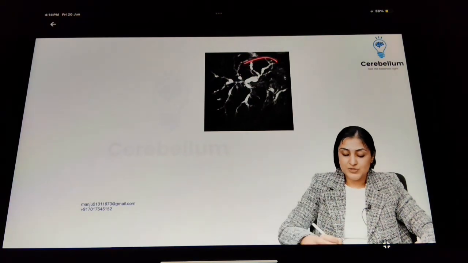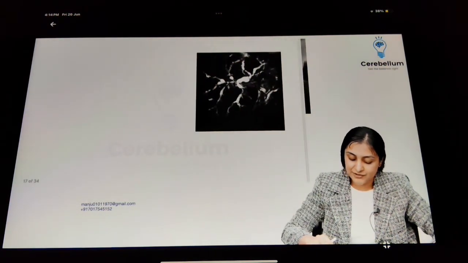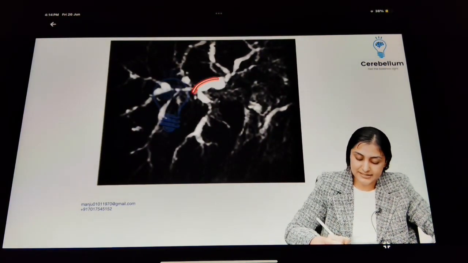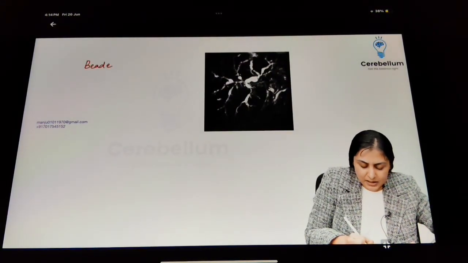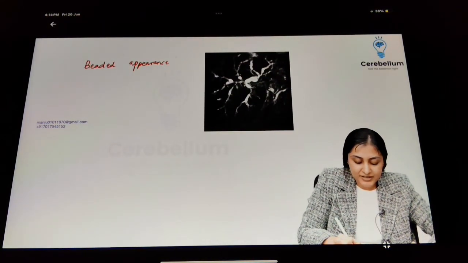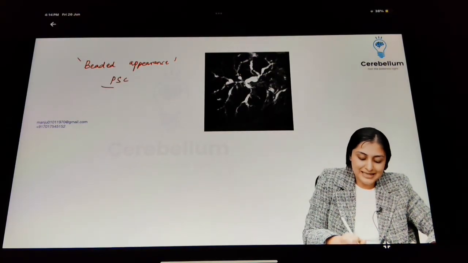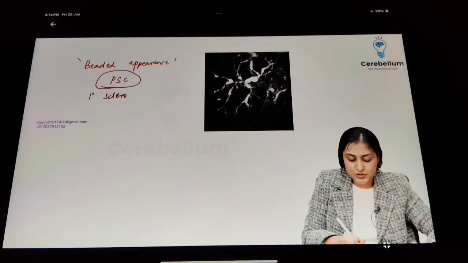Then we have this image here. What do you see? This is an MRCP image. We can see that there is this irregular dilatation and narrowing. So you can see there are these dilated saccules followed by this narrowing. So this is what is called a beaded appearance. Normally both sides of the intrahepatic ducts are involved. The diagnosis is PSC. What is PSC? It is primary sclerosing cholangitis.